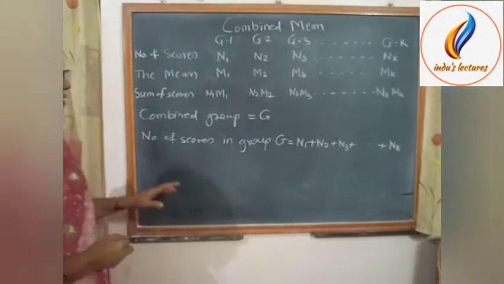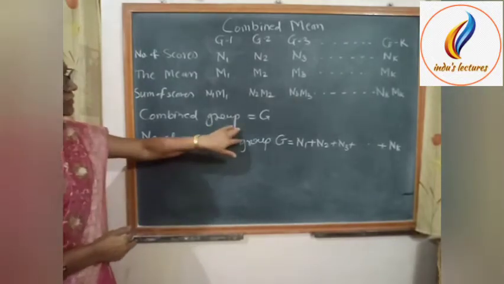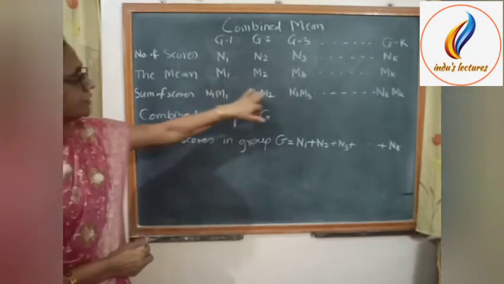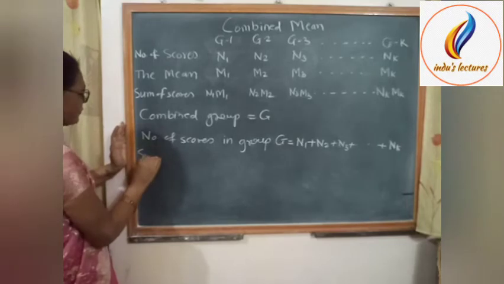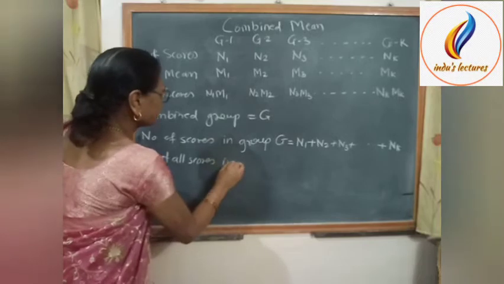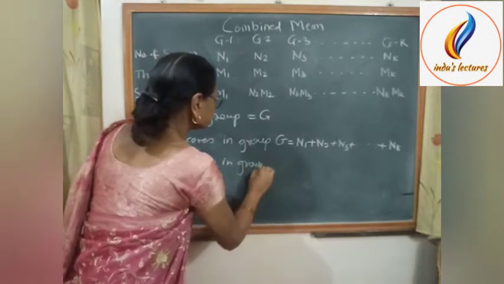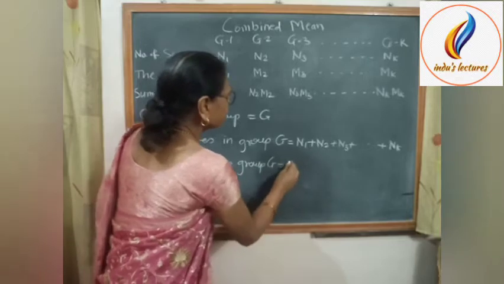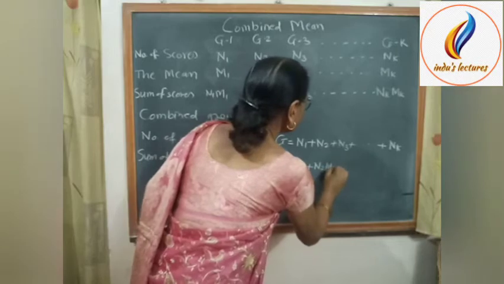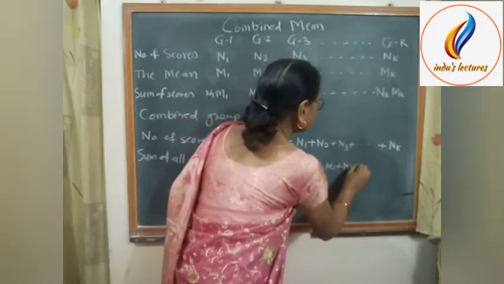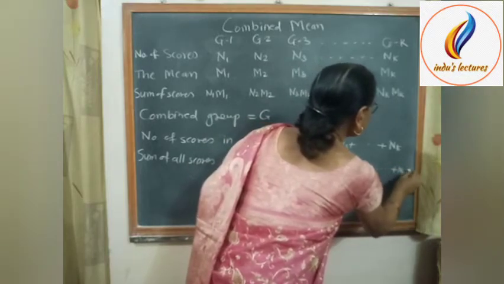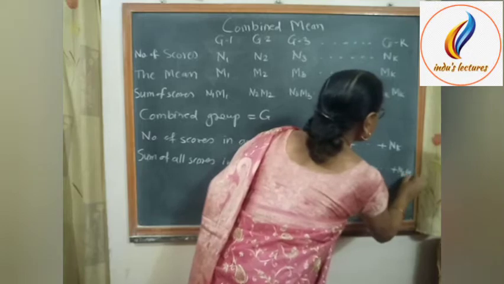And the sum of all scores in group G is nothing but the sum of the scores of all the groups. That means the sum of all scores in group G is equal to N1 M1 plus N2 M2 plus N3 M3 plus up to Nk Mk.